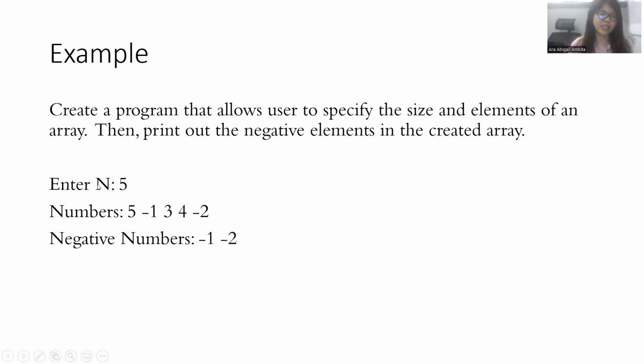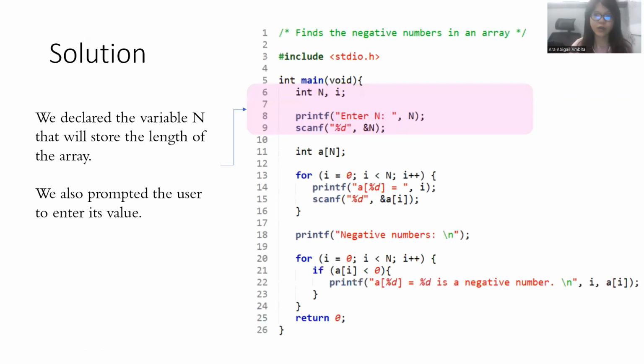So the user will enter the number of elements, so 5. That means that 5 numbers will be entered, and from these numbers, we will be selecting which ones are negative. Okay, so let's dive into the code.